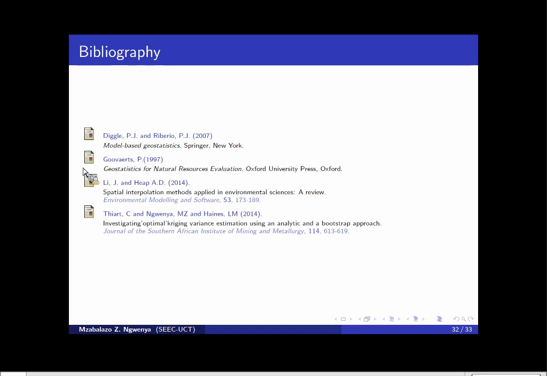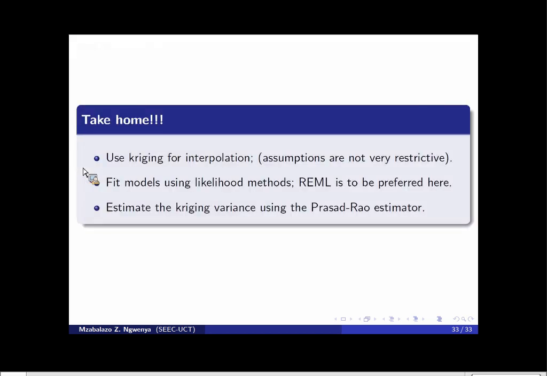Then here, Li and Heap give you a nice overview of the different interpolation methods that are used, to give you the categories of stochastic and deterministic, exact and inexact, and also discuss the different estimators. It's a nice review paper. And this last paper just goes into the details of where you get the source of bias in the kriging variance estimator and other discussions. So these are the people who suggest using the Prasad-Rao estimator.